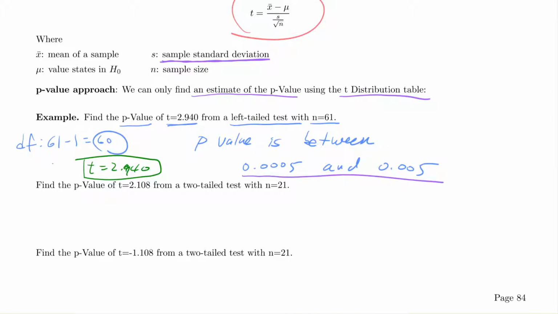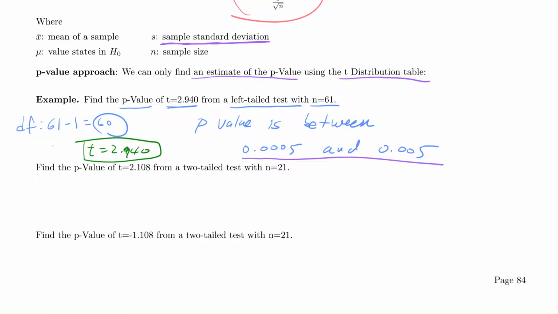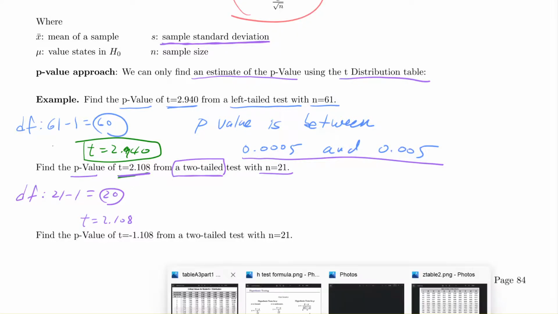Okay, so let's look at one more example. Let's say the t-test statistic for this problem was 2.108, and find the p-value for a two-tail test with n equals 21. So let's find the degrees of freedom first. It gives us 20. And the t-test statistic value we're looking at is 2.108. Okay, so let's go to the t-table again.